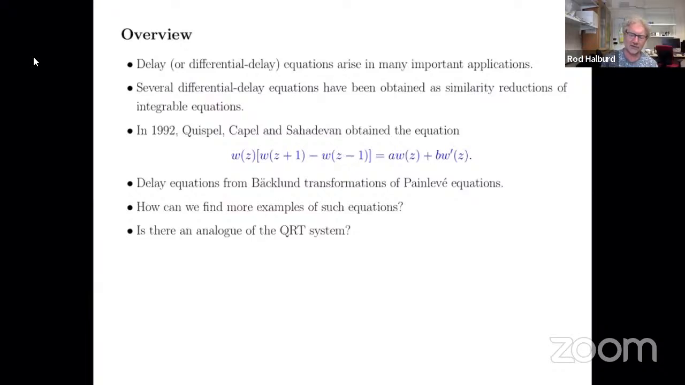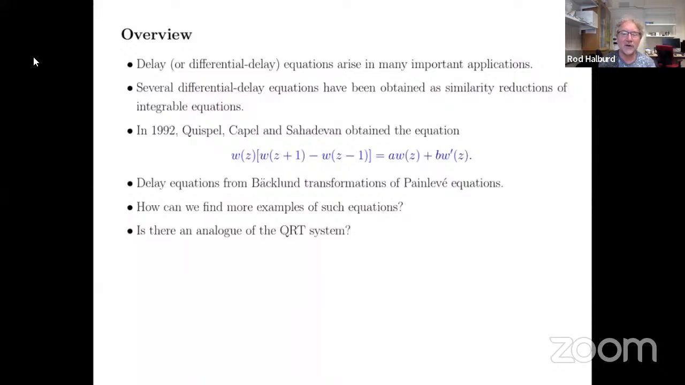So the canonical example I'll mention a number of times is this one. It's 30 years old now. This was found in a paper by Quispel, Capel, and Sahadevan. They found this equation as a reduction of the Kac-van Moerbeke or Manakov equation. So it comes from an integrable system, presumably it is one, and it has a continuum limit to the first Painlevé equation. So this is what we'd like to consider to be some kind of a delay Painlevé equation. There's also an associated linear problem.